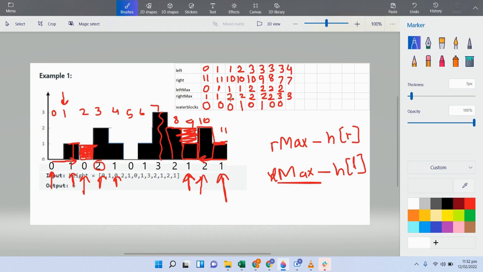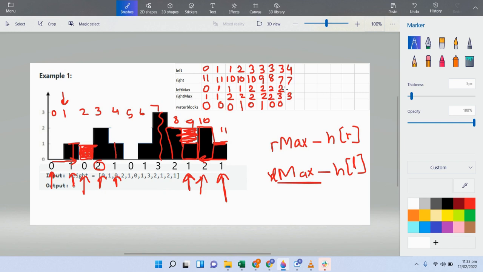Now I need to see if left max, which is 2. So what is the height at this moment, which I'm at position 4. So this is position 4. It is 1. What is the value? It is just 1.